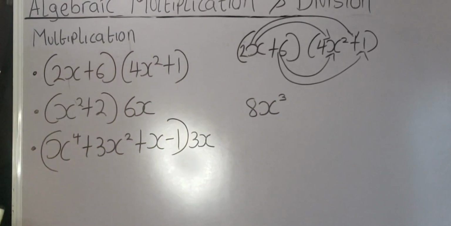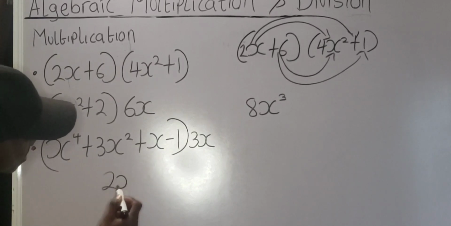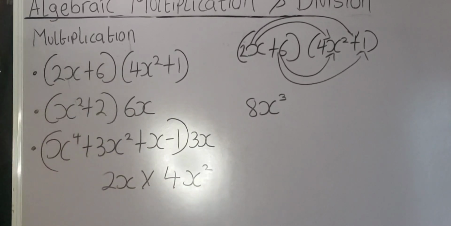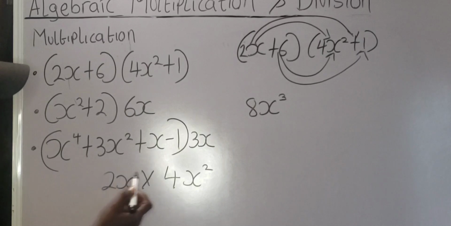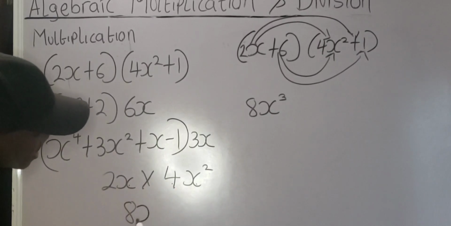Please, I want you to watch our video on laws of indices. Look at this. 2x multiplied by 4x squared. 2 multiplied by 4 is 8. x multiplied by x squared, that is what? x raised to the power of 3.